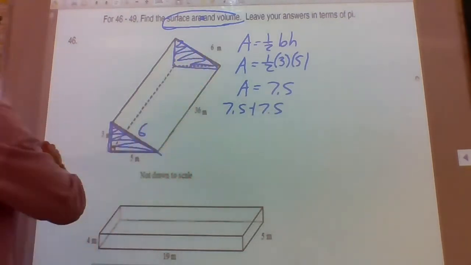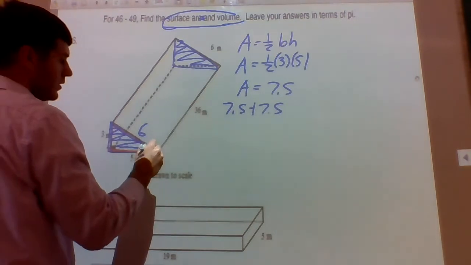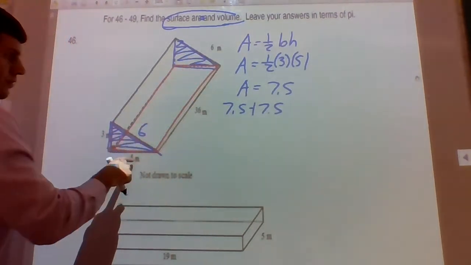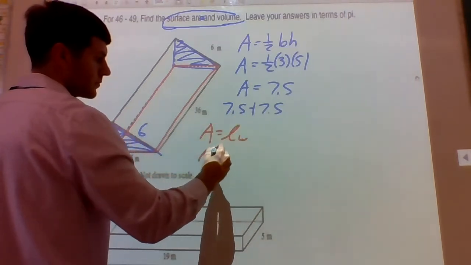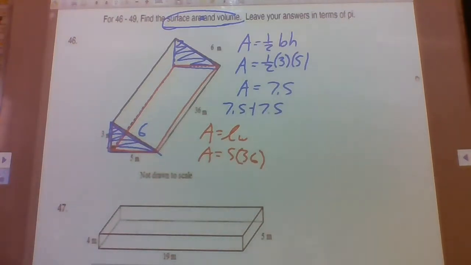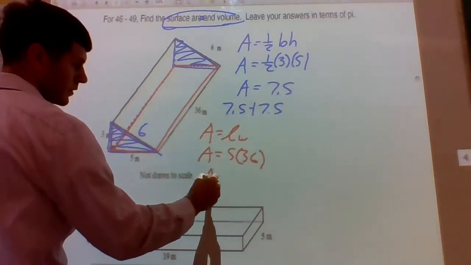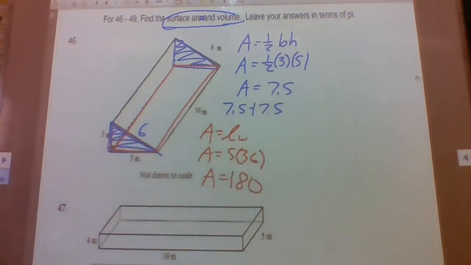Okay, but we also have 3 rectangles, all of which are going to be different sizes. We have the rectangle on the bottom, which is 5 by 36. So the area for a rectangle is length times width. So 5 by 36. That's 180. I'll just make sure I do it in the calculator. Okay. Then we have the rectangle in the back.